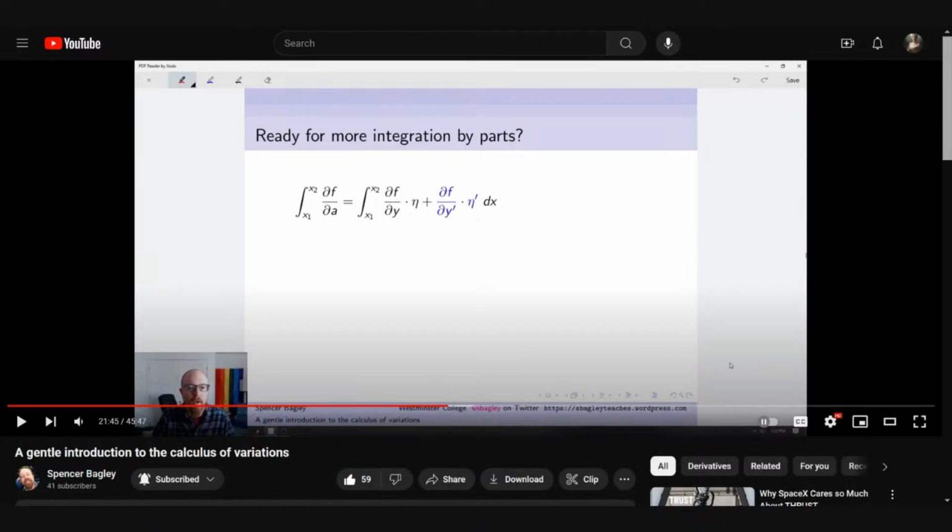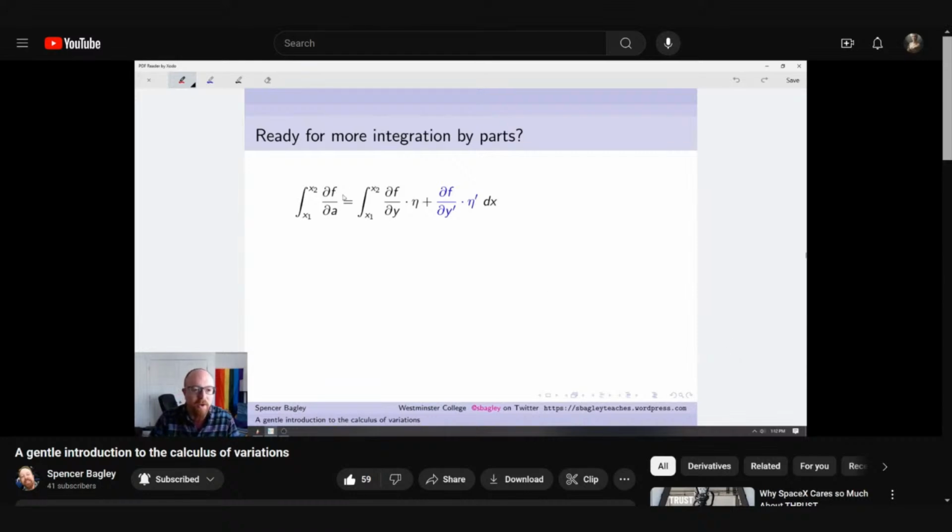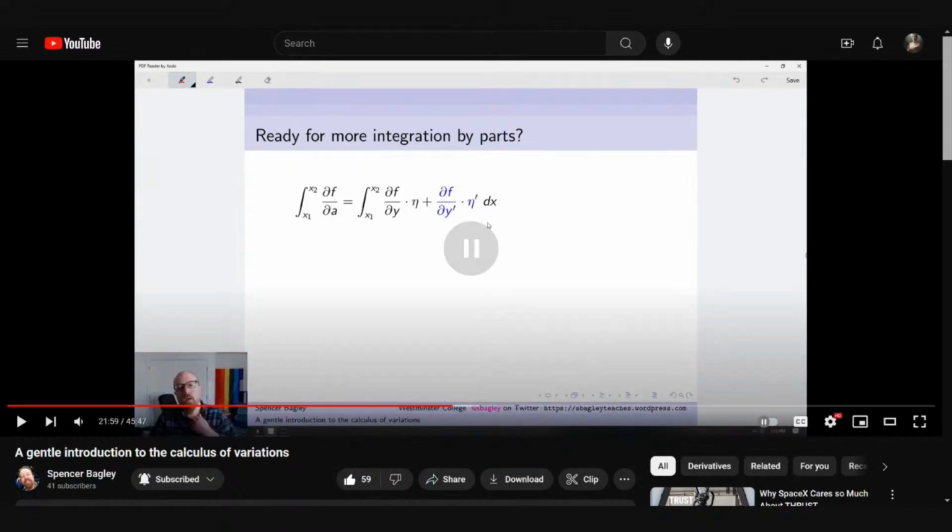Okay. Everything we created should just disappear, but some things don't disappear. Ready for more integration by parts? Okay. We're going to do some more integration by parts. Here we go. I forgot a dx here. Pretend that's there. We were integrating the partial of f with respect to a. We can substitute in this thing that we figured out by the chain rule. Why are we integrating?